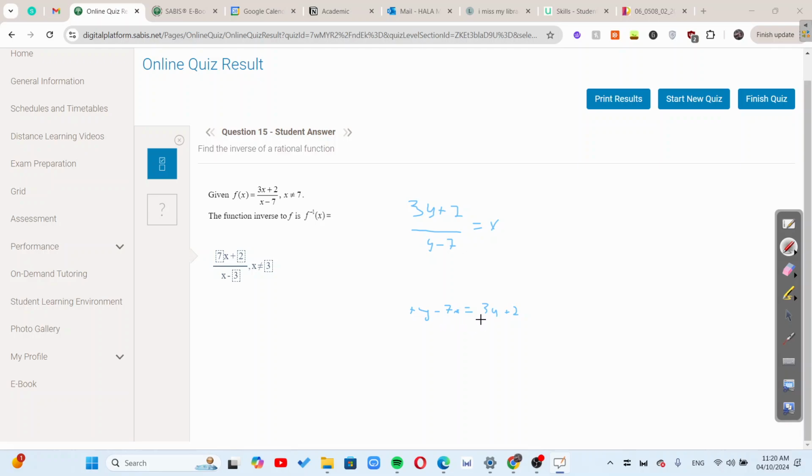Now y is on one side and x's and numbers on the other. So xy minus 3y equals 7x plus 2. Take y out as a factor. You're left with x minus 3 equals 7x plus 2.